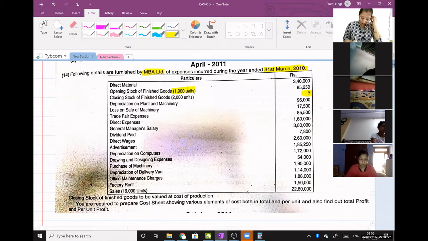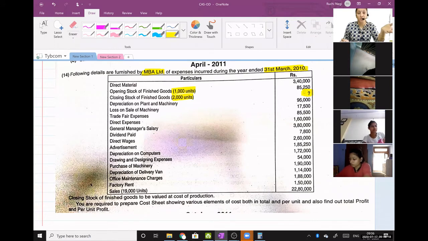This is type 2, sir. Correct. Closing stock of finished goods. And see, they have put a question mark. Correct. Obviously, they will put a question mark because generally closing stock of finished goods is the calculation that the student has to do. So it will never be given in the question.